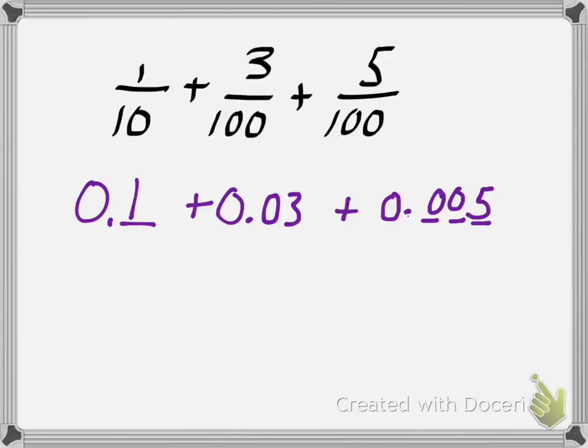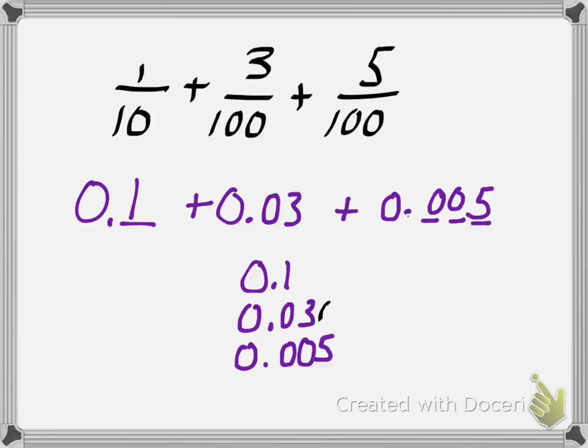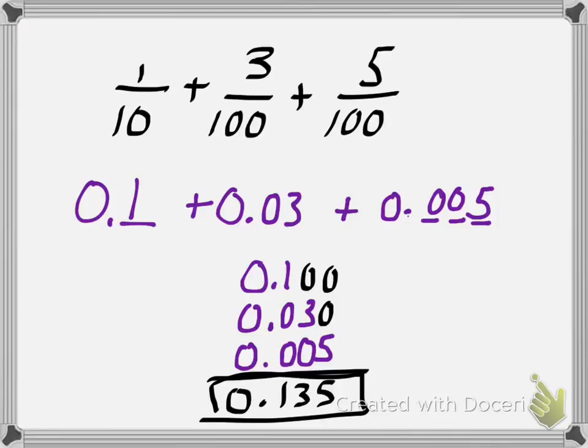So now we can simply add these. 0.1, line up the decimal points, 0.03, 0.005. We can always go through, add in trailing zeros so that they're all thousandths, and add 5, 3, 1, decimal point 0. So 135 thousandths. Same answer either way that we do that problem.